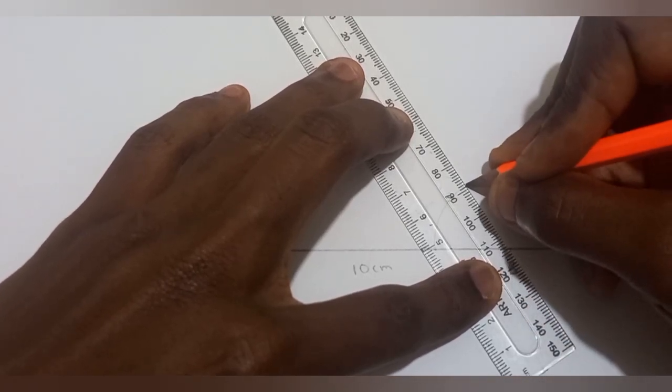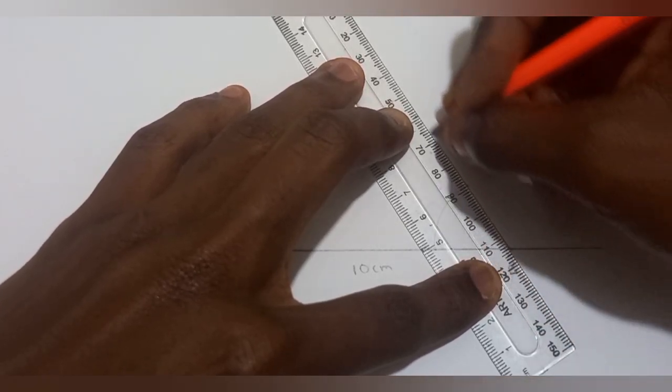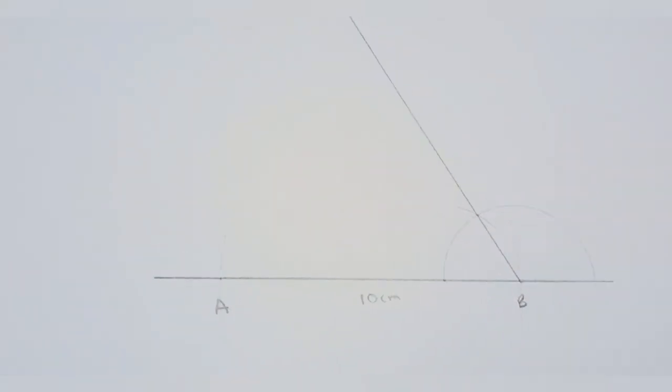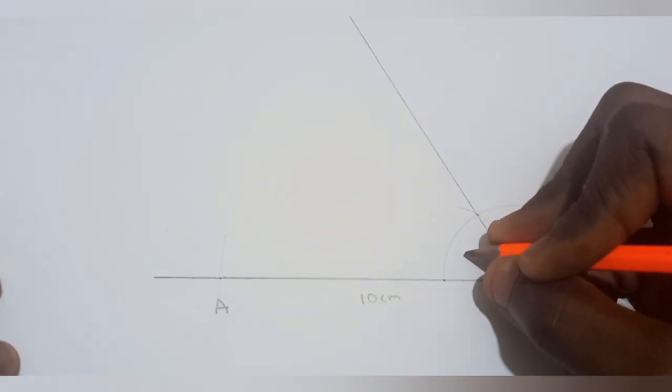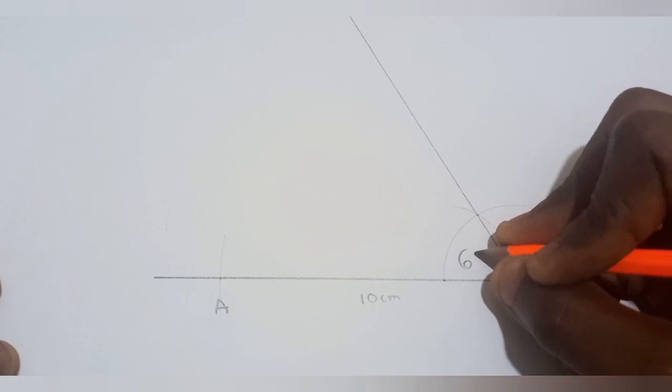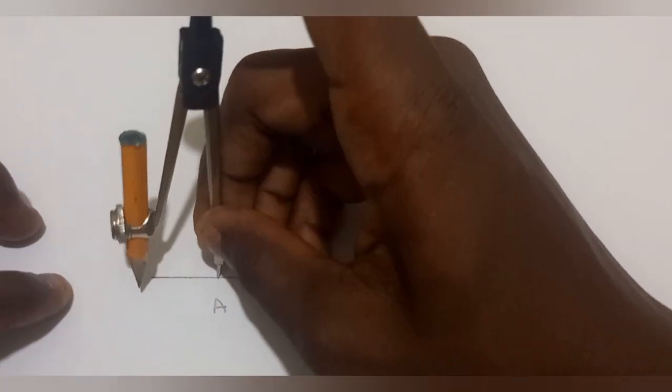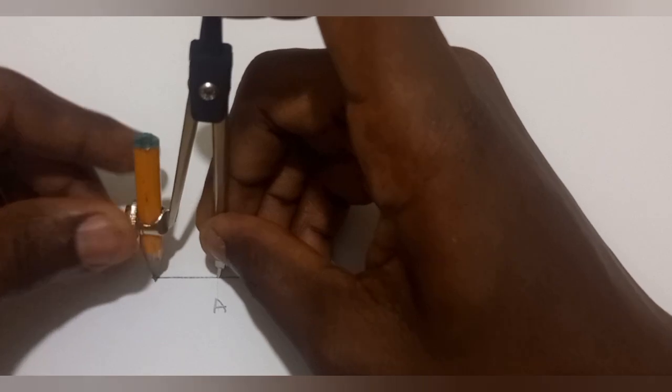Let's make sure the points meet and draw a straight line. So we are done with the angle 60 degrees. And the next is what? Angle BAC is 45 degrees. So how do we construct angle 45 degrees?